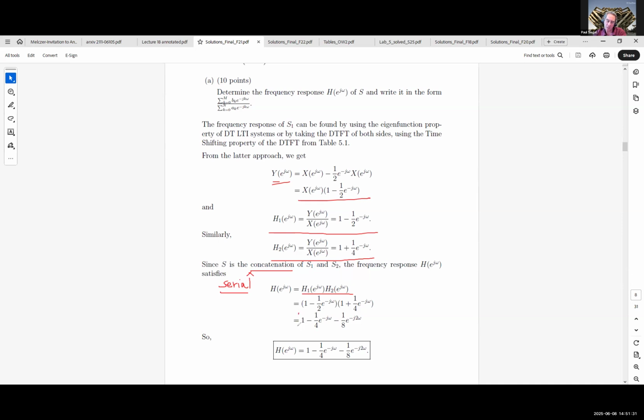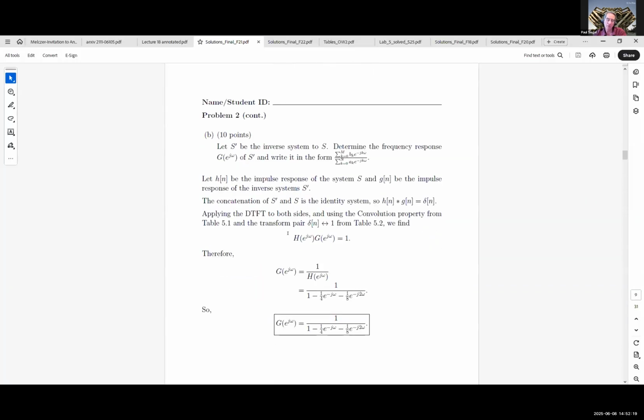So you ought to be familiar with how to deal with taking products or even factoring things that are these polynomials in the variable e to the minus j omega. You can think of this as a polynomial in e to the minus j omega. If we gave a name to that variable, if we called it v, this would be 1 minus 1/4 v minus 1/8 v squared. So that's the overall frequency response. That's the first part of the question.